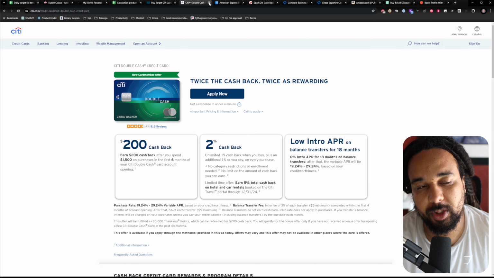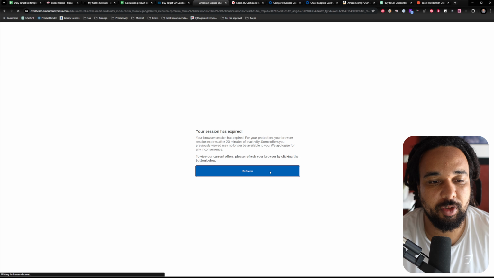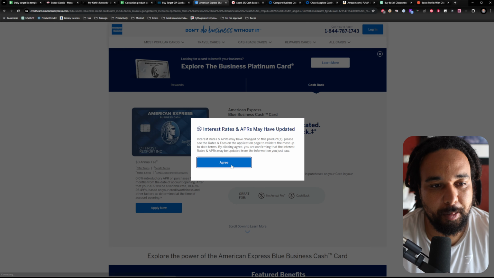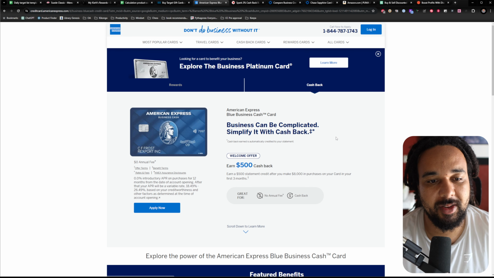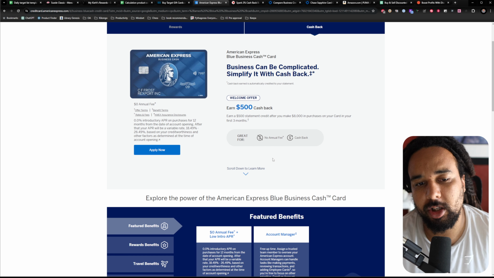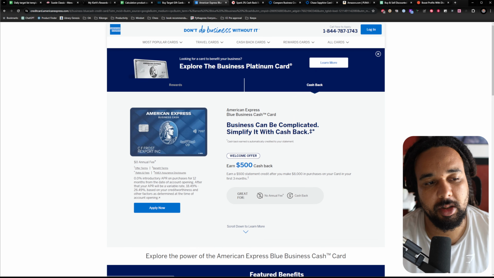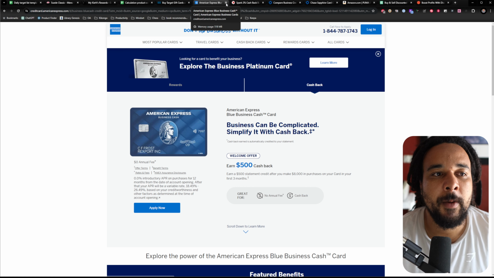If you have a little bit better credit, you can actually get an Amex card. You can get the Amex Blue Business Cash, which is going to give you 2% on up to $50,000 of expenses a year, all right? So, you can get this one, a great credit card to do this.